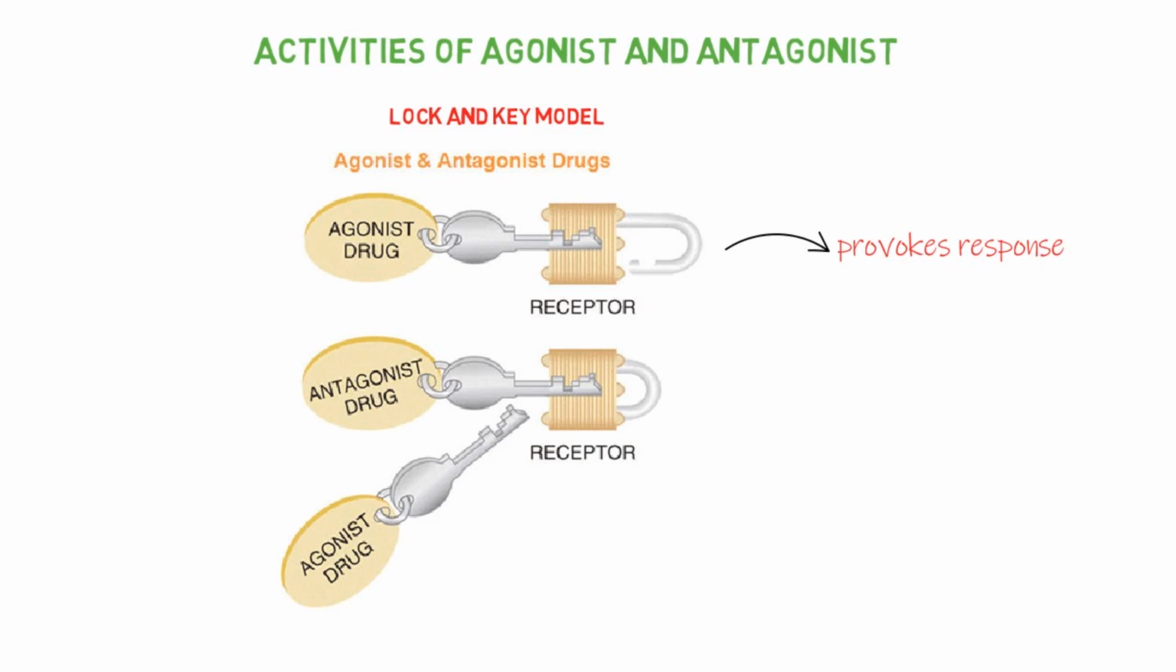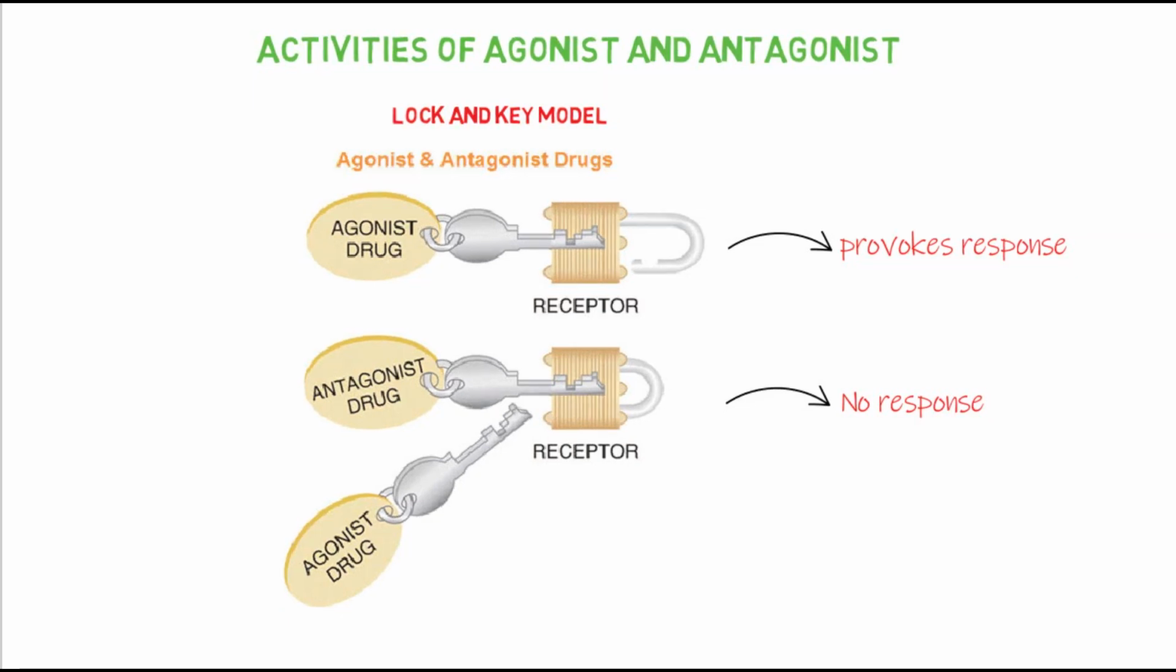While the antagonist key goes into the keyhole of the lock, but it doesn't open the lock, it doesn't provoke a response. And as long as it stays there, the lock cannot open, thereby preventing the agonist key from entering the keyhole to unlock it. And because of this, antagonists are usually called blockers. So the antagonist key must be taken out of the keyhole to allow the agonist key to open up the lock. So guys, that's all for agonist and antagonist.